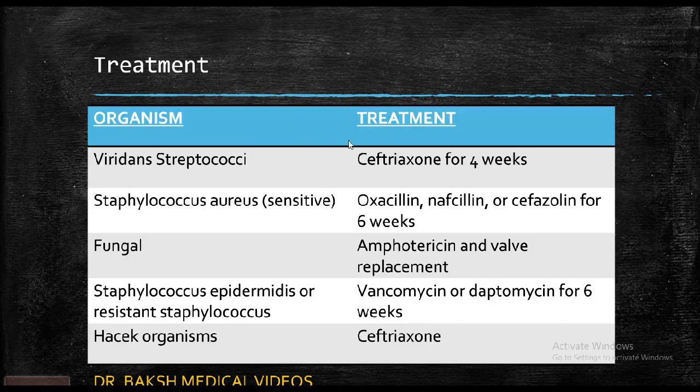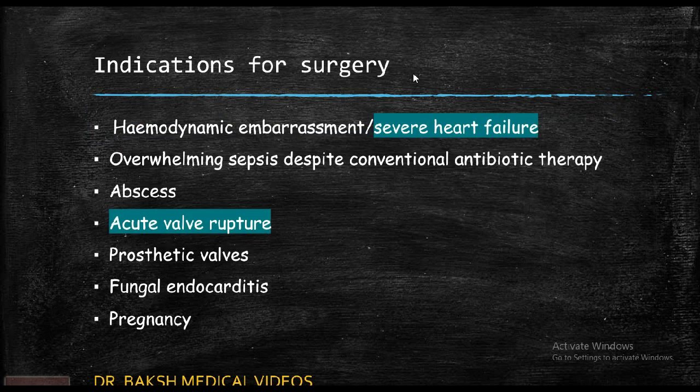Now let's talk about treatment guidelines, which vary from country to country. But for virulent streptococcus, it's good if we use ceftriaxone for 4 weeks. For Staph aureus, sensitive type, we can use oxacillin, nafcillin, or cefazolin for 6 weeks. If it's resistant Staphylococcus or Staphylococcus epidermidis, we use vancomycin or daptomycin for 6 weeks. For fungal, as you can see, we give amphotericin and valve replacement. It's very important. For HACEK organisms, we can give ceftriaxone.